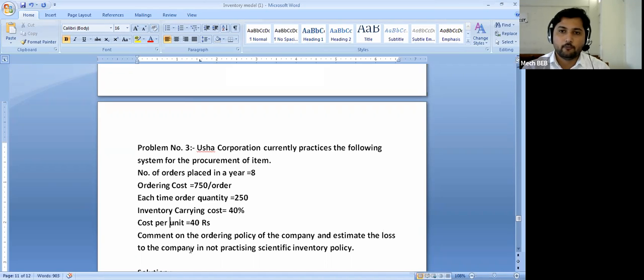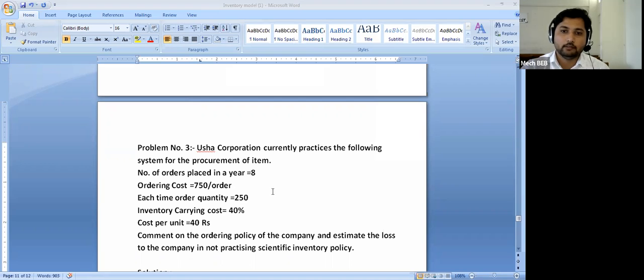So this problem for you, you can solve and let me know your answer. I will provide you 5 to 10 minutes as per your requirement, but you need to solve this problem and then put up your answer in the comment box.